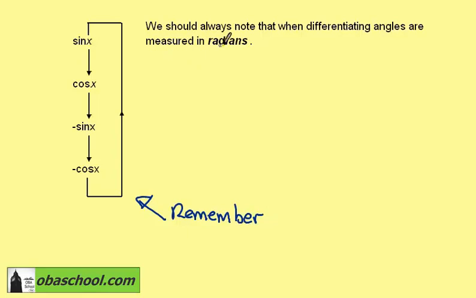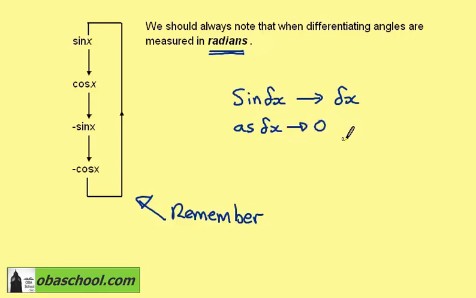When using this, or when differentiating, we must always remember that angles are measured in radians. The reason for this is that the approximation we used in the derivation, that sine delta x tends to delta x as delta x tends to 0, only works when the angle is measured in radians.